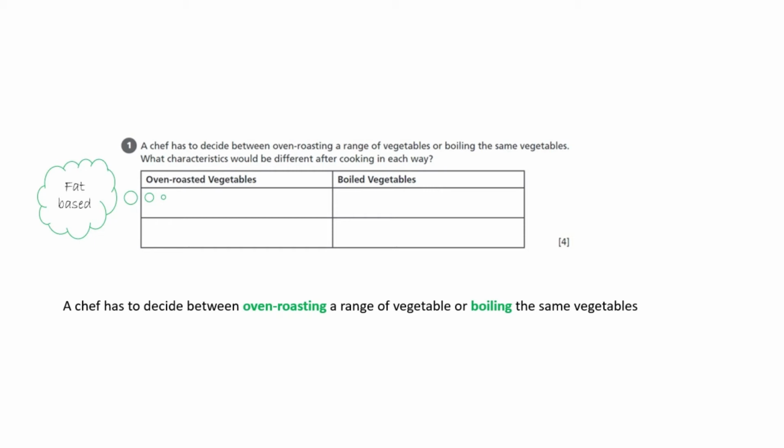Oven roast is a fat-based method and boiling is a water-based method, as this might help you think about the sensory characteristics. You might reflect on tasting vegetables cooked in these different ways and retrieve some of the sensory words you use to describe them. Complete the chart. There are 4 spaces indicated, so don't leave one box empty.